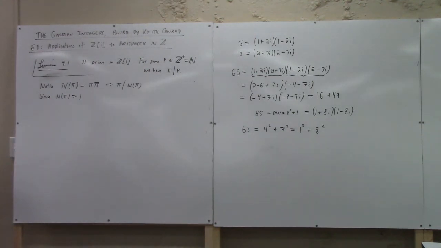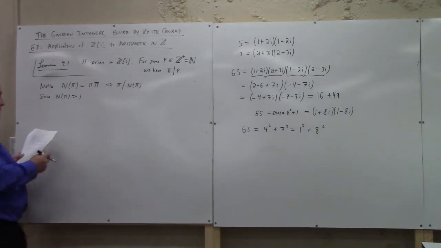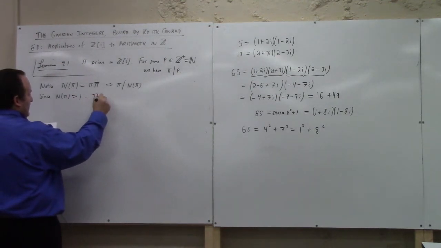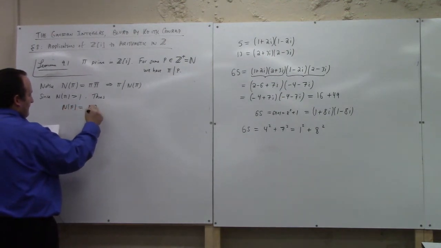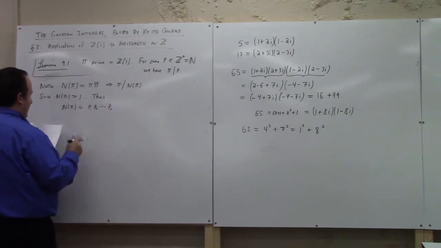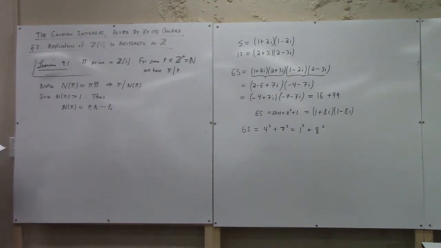Well, it's a prime, right? So it's not a unit. So it must have norm larger than 1. And he says we can write it as a product of primes in Z plus, right? All right. And he says since pi divides N of pi in Z[i], and pi is prime in Z[i], we must have that pi divides some pj by Lemma 6.5.